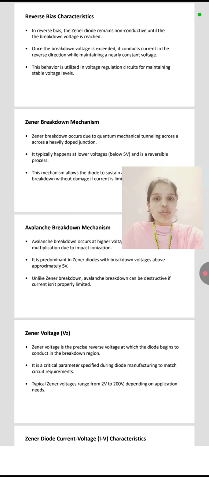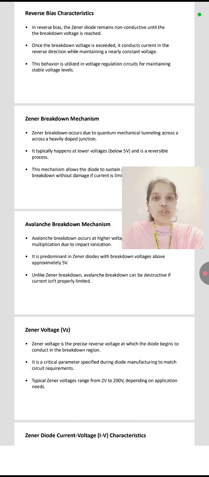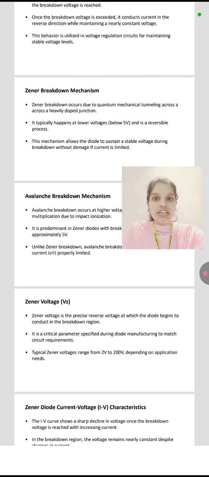Next, Zener breakdown mechanism. Zener breakdown occurs due to quantum mechanical tunneling across a heavily doped junction. It typically happens at lower voltages below 5 volts and is a reversible process. This mechanism allows the diode to sustain a stable voltage during breakdown without damage if current is limited.